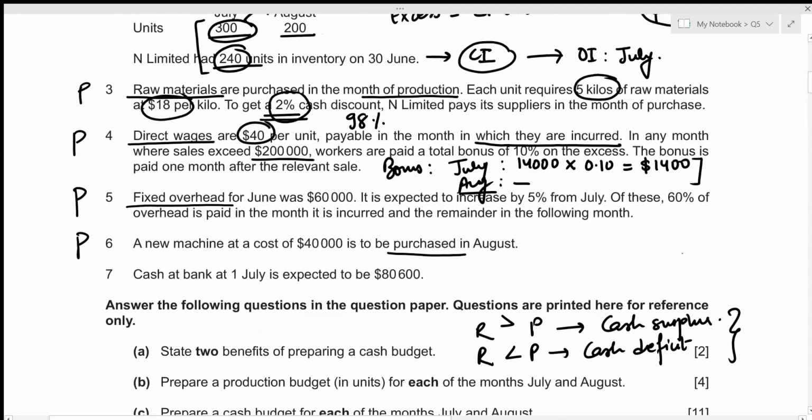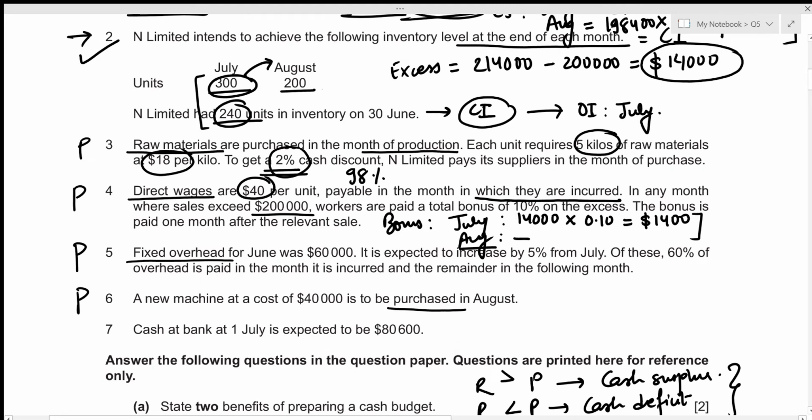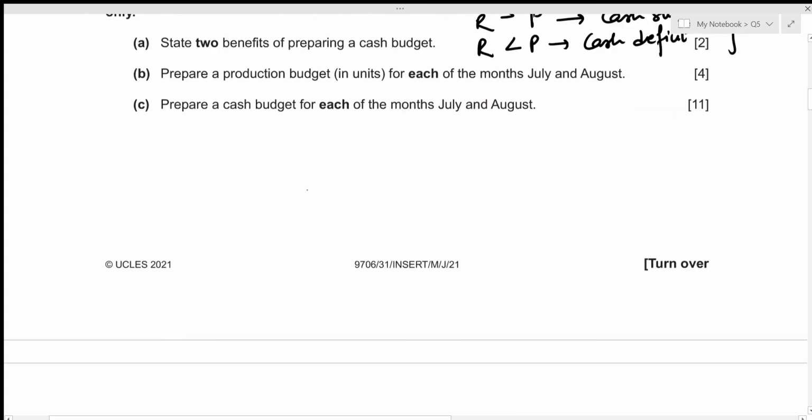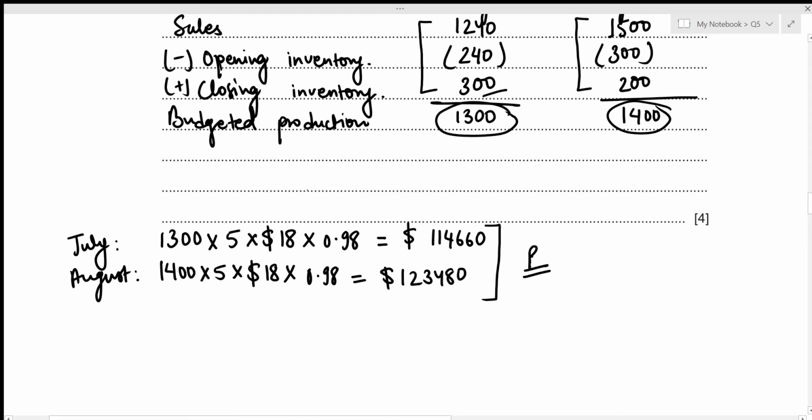Okay, now we'll move towards calculating our total direct wages. Let's have a look at the information again. We know that direct wages is $40 per unit, which means that we again have to refer back to our production budget. Let's do that. Okay, so for the month of July, the direct wages will be the total units produced, which is 1,300, times the direct wages rate per unit, which is 40. So that results in the amount of 52,000.